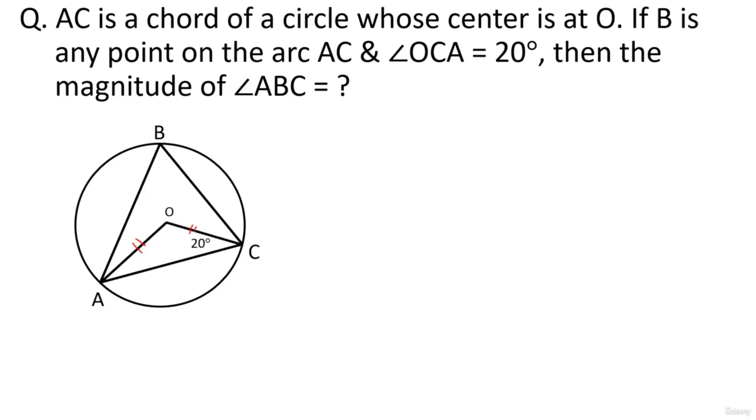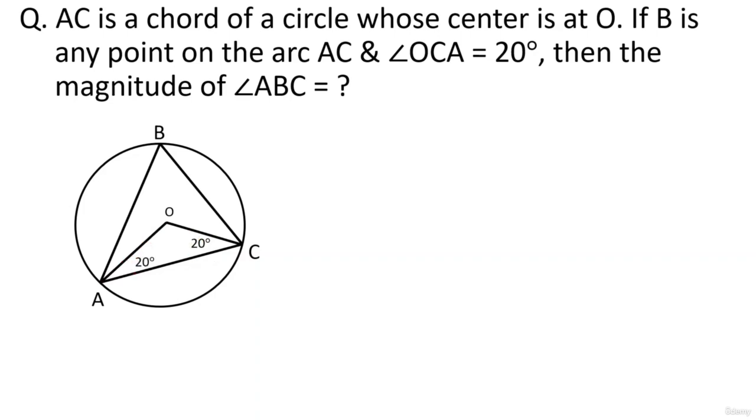Now, OA and OC will be equal, radii of the same circle. So remember this always, guys: the triangle formed by the two radii and the chord is always an isosceles triangle. It will be equilateral if this angle becomes 60 degrees, but generally you can say it's always isosceles. So if this angle is 20 degrees, guys, how much will this angle be? By the same logic, 20 degrees.